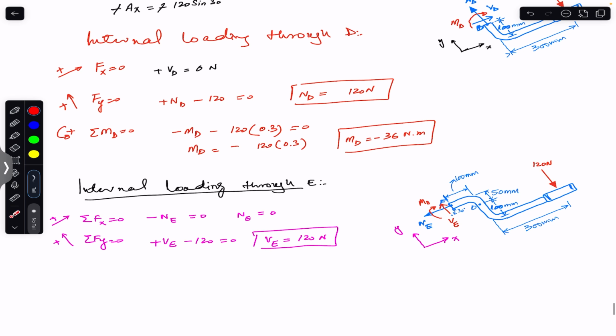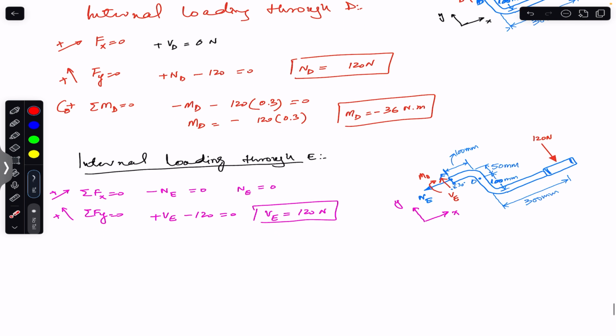Similarly, to find ME, this is ME, we must apply the sum of the moment about point E equals to 0. Counterclockwise moment is assumed to be positive. So now we have assumed that ME is in the clockwise direction. So you write minus ME.